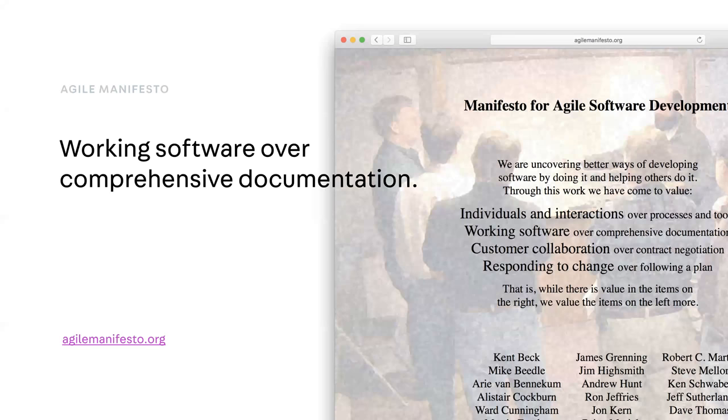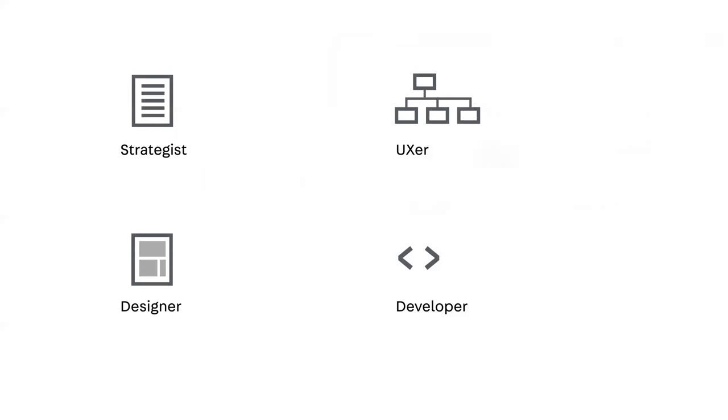Perhaps my favorite of the bunch is this, right? Working software over comprehensive documentation. Love that. And let me tell you why. If you think about the common artifacts that we all make for our work, which of these people actually work on the software? It's the developer, right? It's really only the developer that works on software. Everyone else, the strategist, the UXer, the designer, everybody else works on documentation. Now, that's useful, right? That's not to say documents aren't useful, but it's not software.